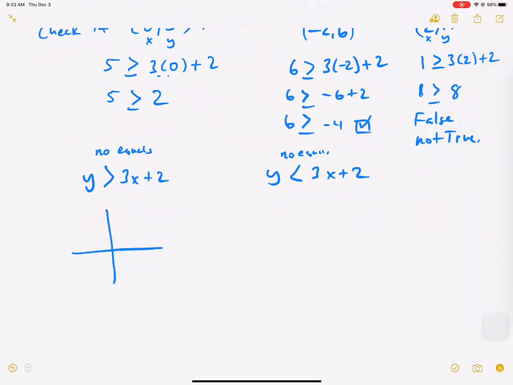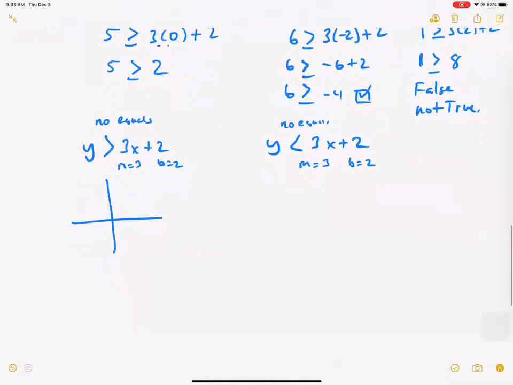So if I draw my graph again, our slope is still 3. Our y-intercept is still 2. My characteristics, for the most part, have not changed, but a slight change of inequalities has. So 1, 2, put a dot. 1, 2, 3 over 1. And we're going to draw a dotted line now. Make sure everyone knows this is dotted. Same thing over here. Oh, that's a terrible line.